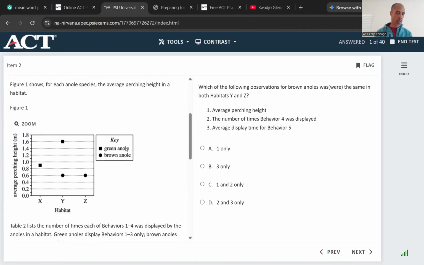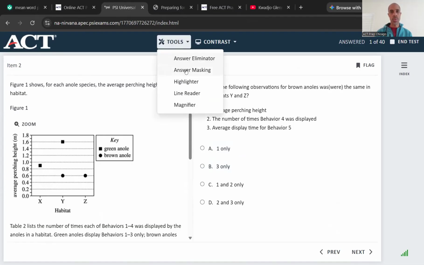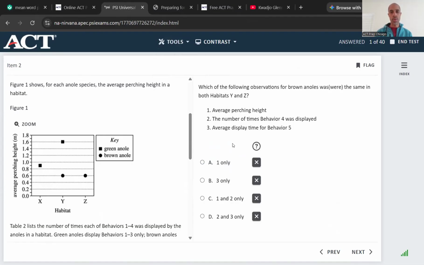Average piercing height for the brown, which is a circle, was the same for Y and Z. Yes, it was the same. Both were 0.6. So we know it's not B. If you want to use your tools, answer eliminator, we know B is not right, because one has to be an answer, and we know D is not right.